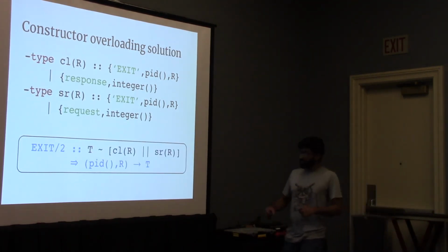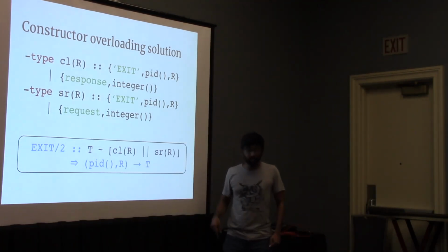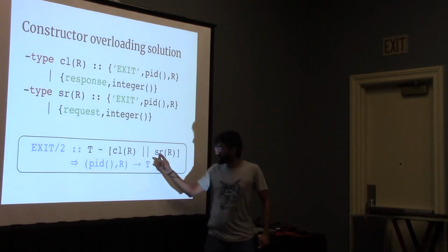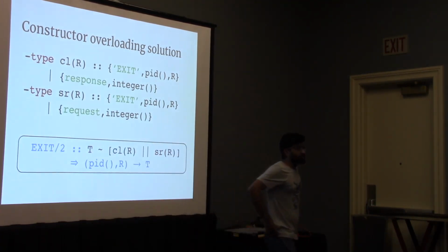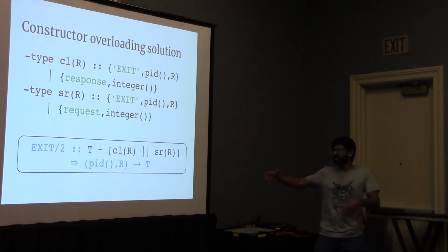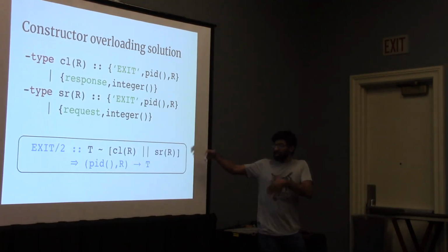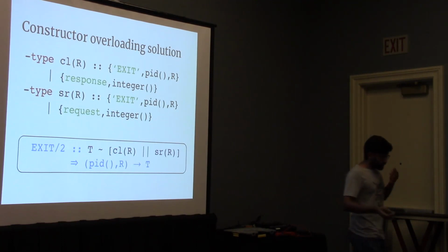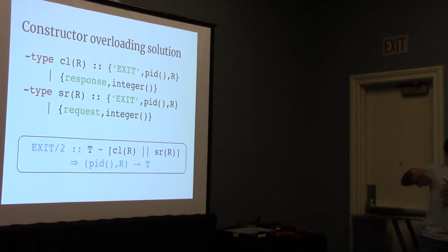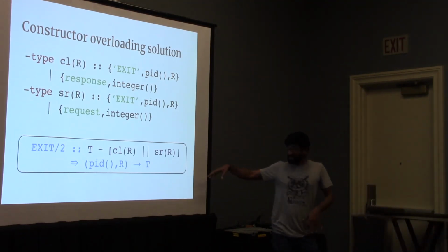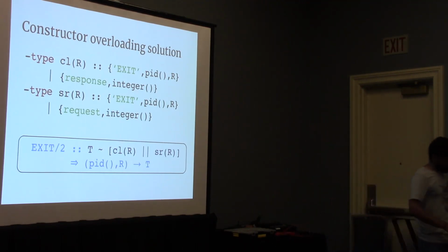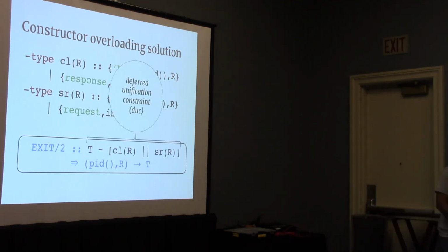This is the main solution, right? We say it constructs PID R to T, where T is either a client or a server. So this thing is basically a type constraint. For you Haskell programmers, you might note it looks a lot like type class constraints, but it's just a type constraint saying that as of now we don't know what T is, but this is what it is going to be when we find out more. I also want to point out here that this is not the assigned type, this is a derived type, right? So we'll see what that means. Okay, so this is called a deferred unification constraint.